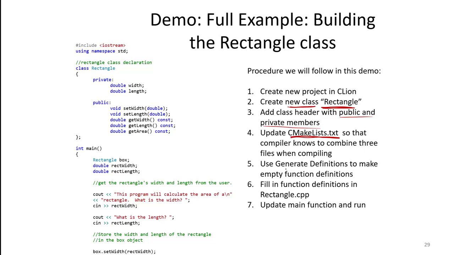We'll also introduce a very nice tool that CLion has called Generate Definitions. It will automatically help create empty function definitions for us. And once we do that, it's very easy to use the empty definitions and just fill in the code for each function. Lastly, we will update our third file in the main function in order to actually run a short program.